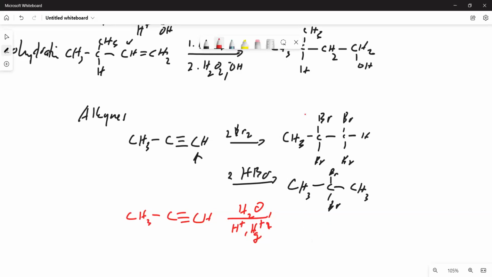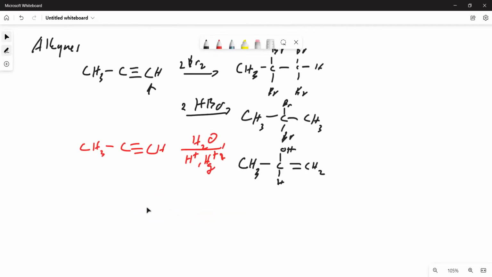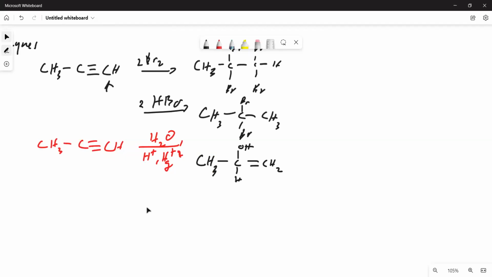So if you have water, okay, we expect this product class, in which only one pi bond is removed. So therefore, you will have CH2 here, and you have the OH here. There, okay? So you have two functional groups, alkene and alcohol.